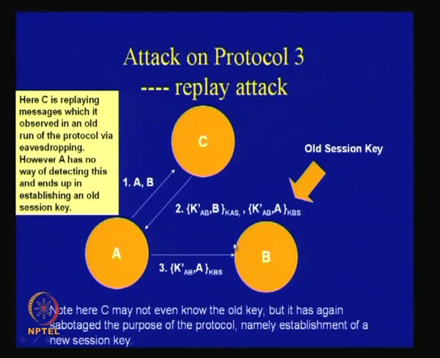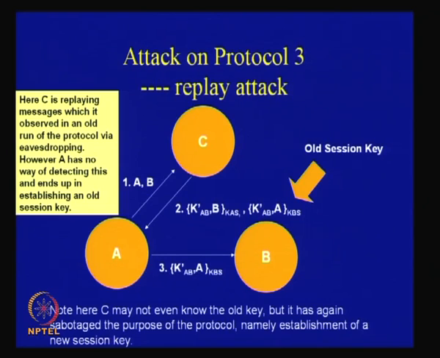So, what A does is that it just takes the second part and sends it to B. Now, what is the problem? The problem here is that C has knowledge of this K dash AB, which is an old generated session key, and therefore the session key which has been established between A and B is already known to the adversary. So in this case we are not able to enforce the criteria that we want: A and B to establish a new key and not an old key.